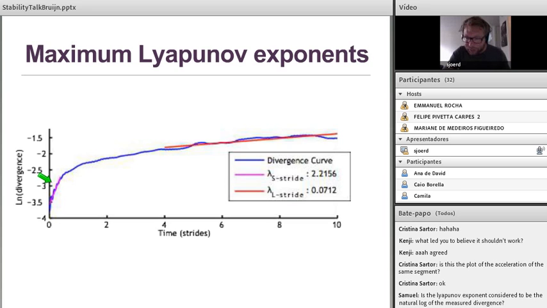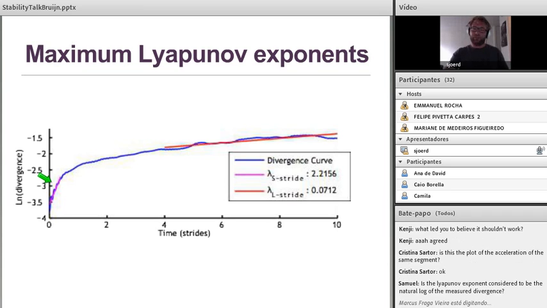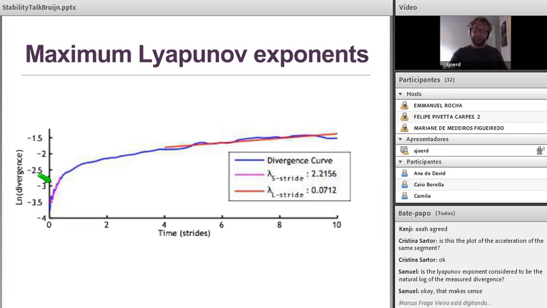The natural log of the measured divergence. It's actually the slope of the natural log of divergence with respect to time. So it's about the slope here. So if the slope is steeper, we're less stable.